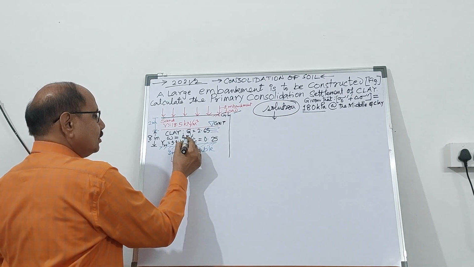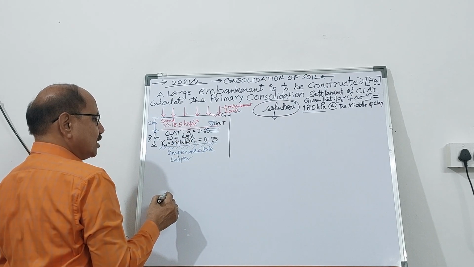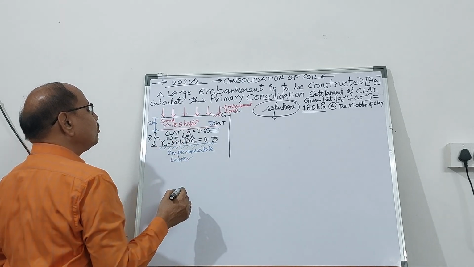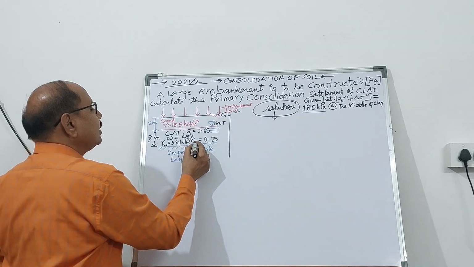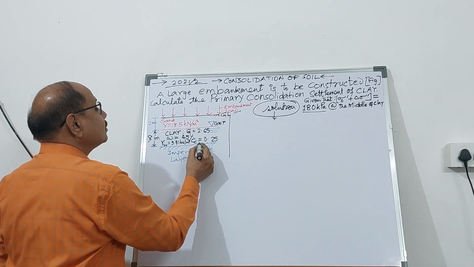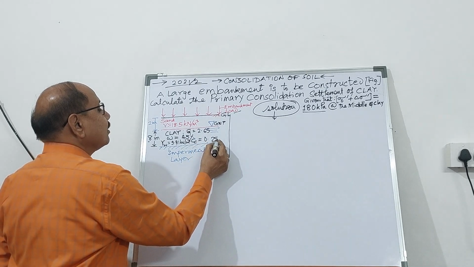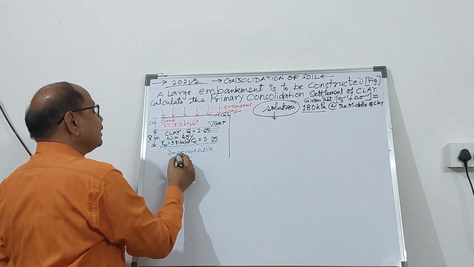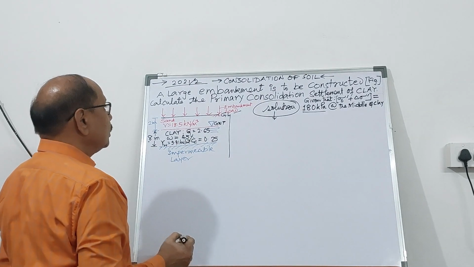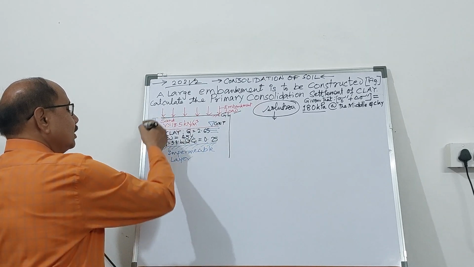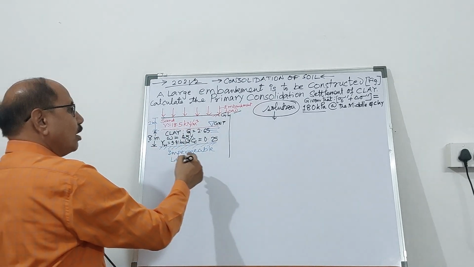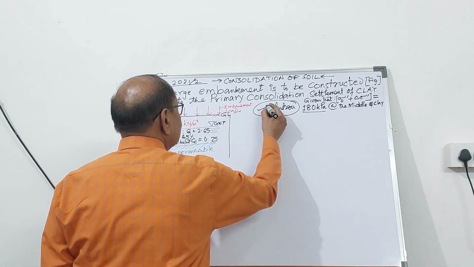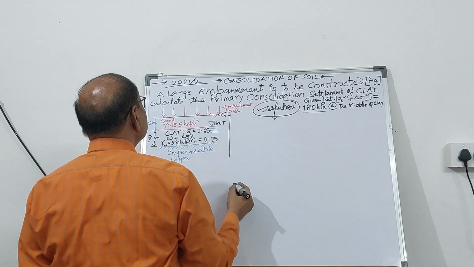The moisture content is given to you as 45% and gamma W is also given as 9.81 kilonewton per cubic meter, and the compression index Cc is given as 0.25, and below the clay layer it is an impermeable layer. So this figure is given in the problem, and therefore we need to find out. So let's see the solution of this problem.